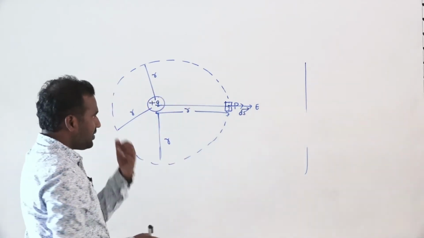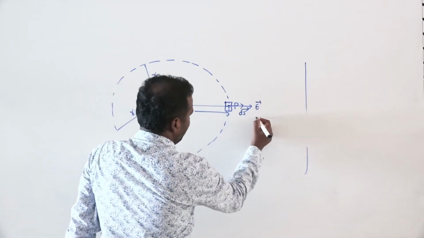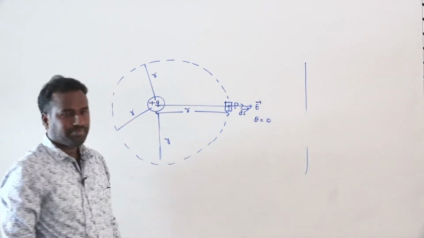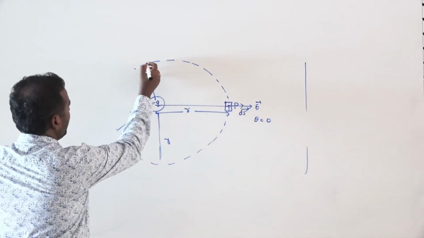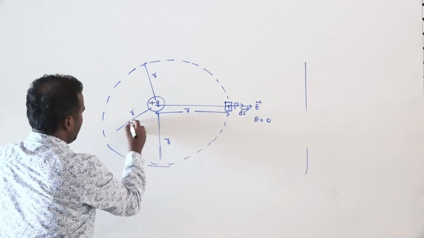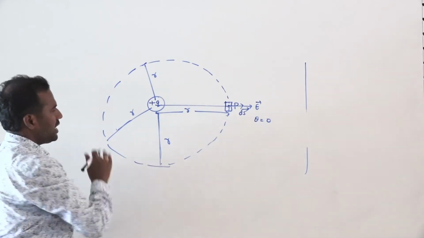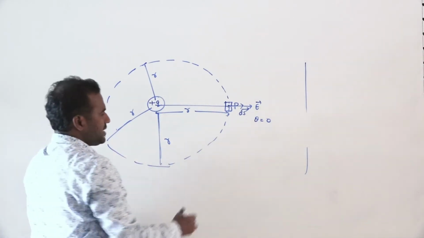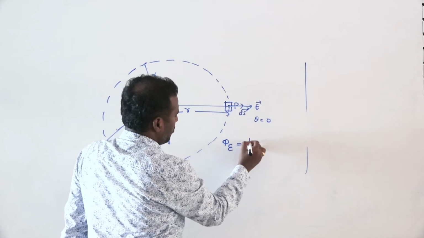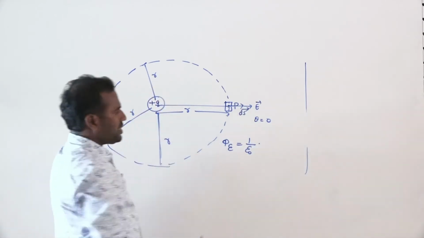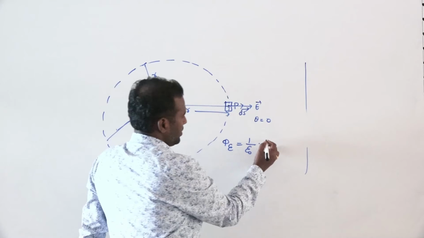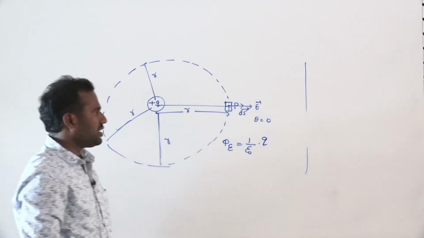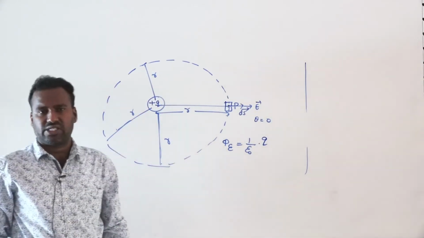So the angle between the area vector and the electric field will be 0. Then, within this enclosed surface, first we can find the electric flux. As we know, according to Gauss law, the electric flux is 1 by epsilon naught times the charge present within the Gaussian surface. Within the Gaussian surface the charge present is plus q.